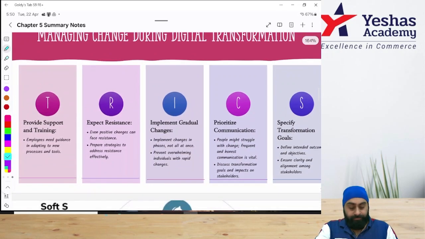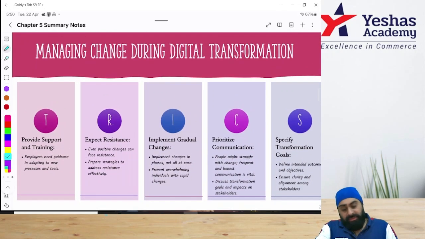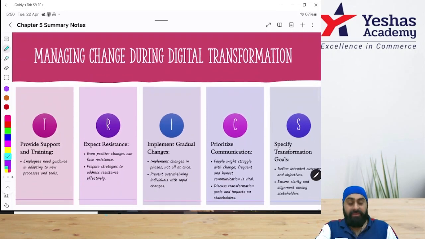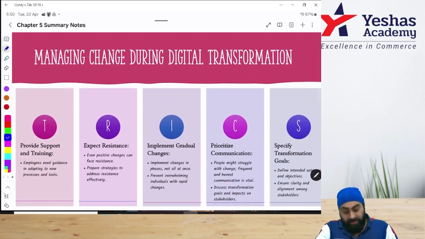Now, what are the factors for managing change during digital transformation? What are the factors that you require? First, support and training. For change, you need to provide support and training to your employees so that they can change digitally. Expect resistance. There will be resistance from employees.